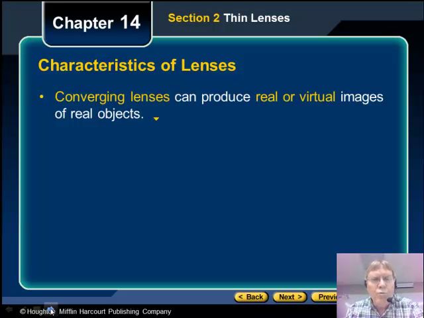All right, what can you get? With a converging lens, you can get either a real or a virtual image. In other words, if the image is real, it will be formed on the side of the lens away from the object. If it's virtual, that image is formed on the same side of the lens as the object.